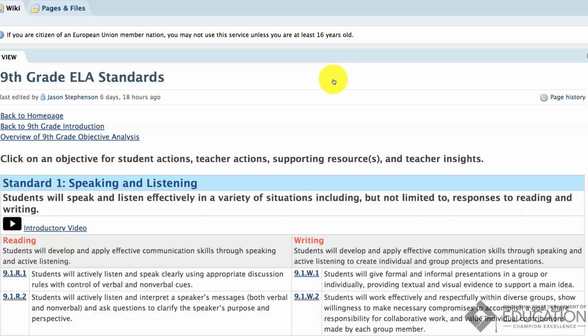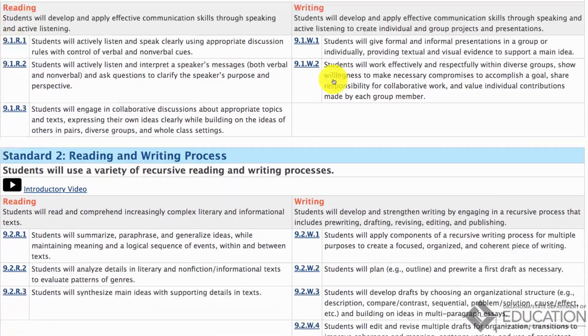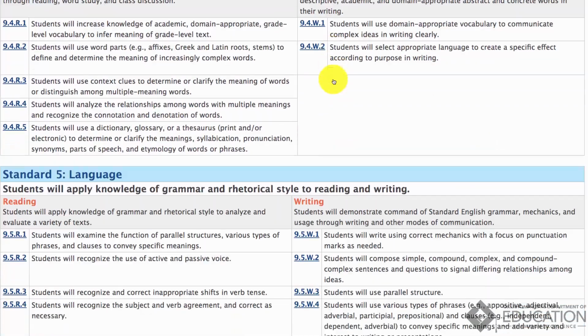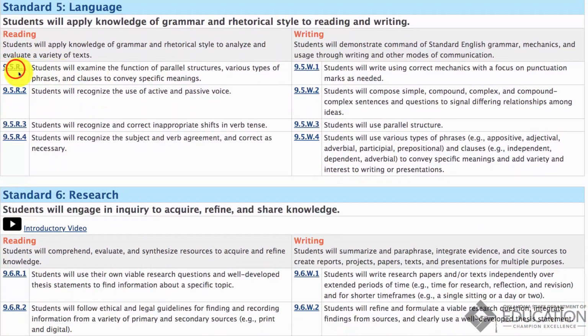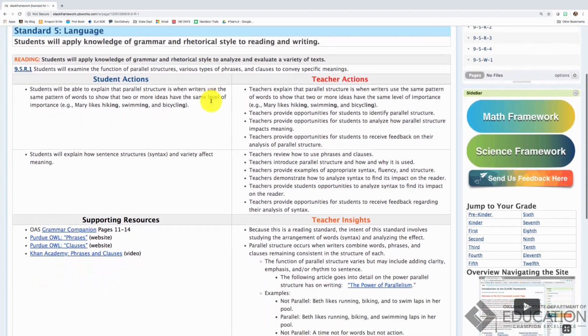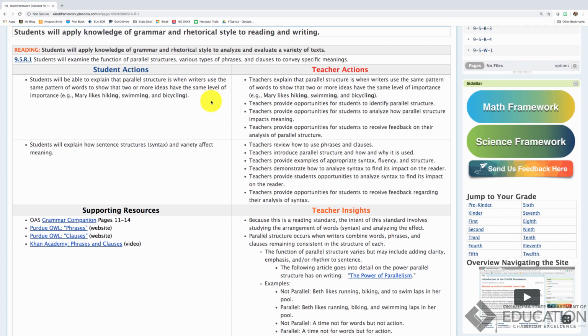As you can see, all of the objectives are listed, and each one is a clickable link to a unique page. Let's look at 9.5R1. The objective is listed at the top, and there are 4 boxes of information below it. In student actions, statements explain what the objective is asking the students to do. In teacher actions, there are teaching tips and ideas to help students understand the objective.